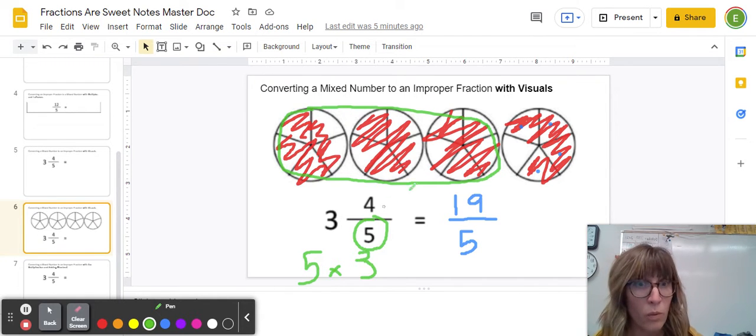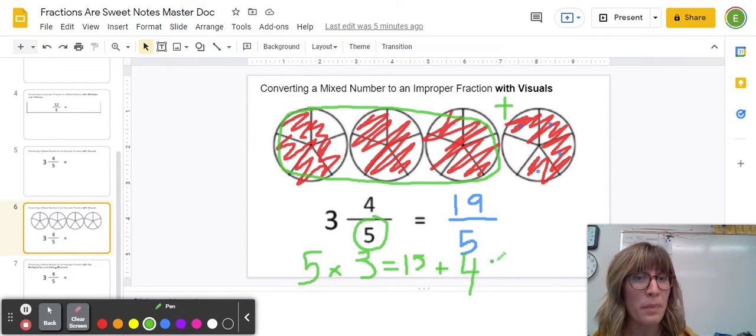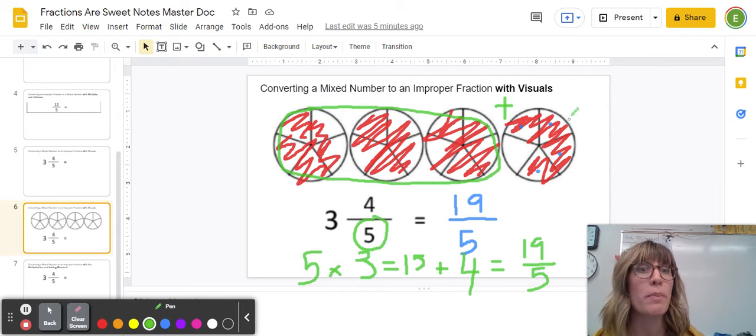So then we have these other pieces over here and we want to add those on. So we'll say we had 5 times 3, which was our 15, and now we need to add on our leftovers. So we're going to add on 4. And when we do that, we end up getting the same thing, which is 19 fifths. Fifths because that's how many pieces it takes to make a whole, because our denominator is 5.